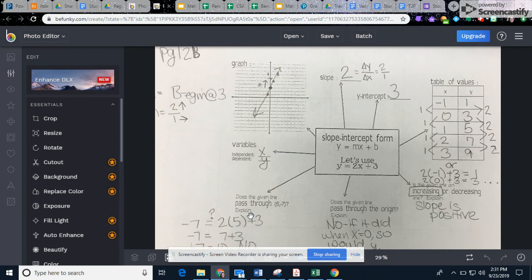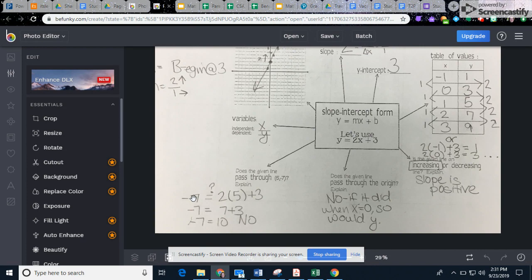Over here, another way that you could look at this is, does the given line pass through 5, -7? And so what you can do is you can plug it in. So we have our y equals 2x plus 3. And then we're going to plug in what we know. So we know that y is -7 equals 2 times our x, which is 5, plus 3. So we just plugged in x and y where they go in the formula. And I put a question mark over it because we don't know if it equals. It will only pass through this line if this equals each other.